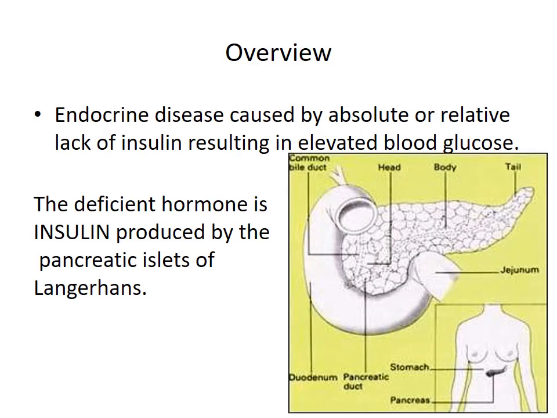And this is sweet urine, so excessive passage of sugar in the urine. So it's an endocrine disease caused by absolute or relative lack of insulin, resulting in elevated blood sugar. And this is just a diagram of the organ or the gland that is responsible, which is the pancreas, that produces insulin from the islets of Langerhans. And this is the location in the body, just below the stomach. That's where the pancreas is.